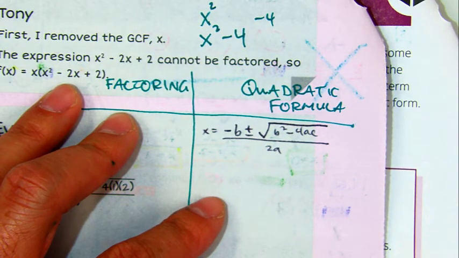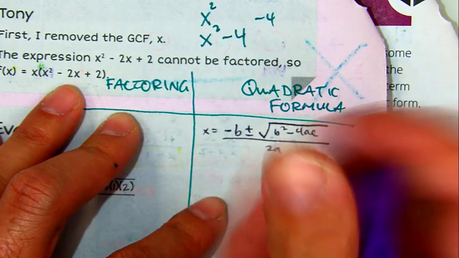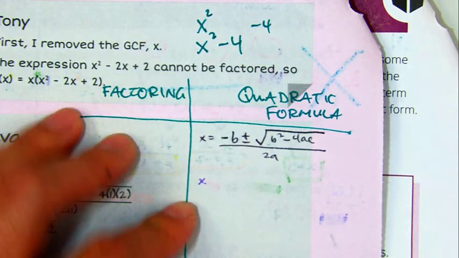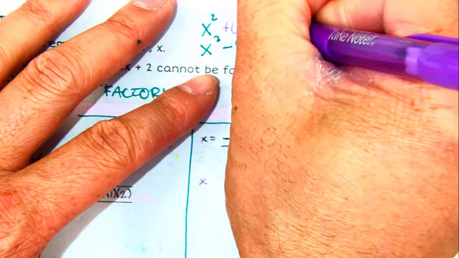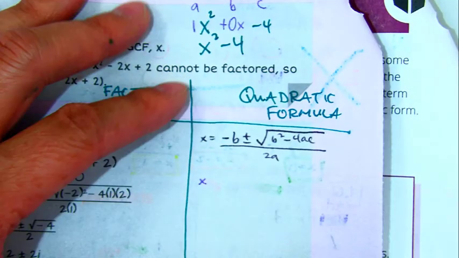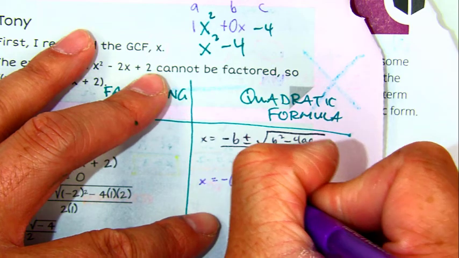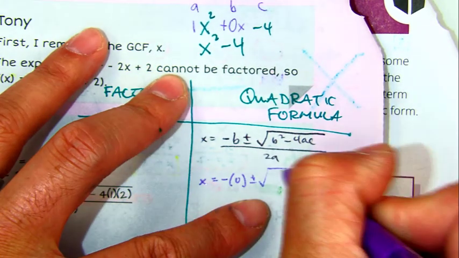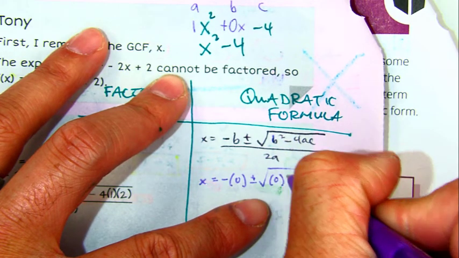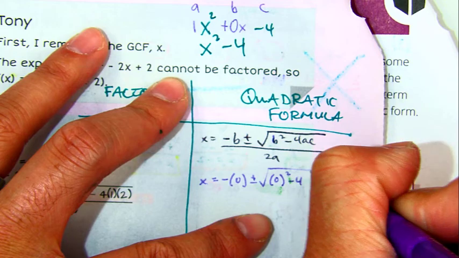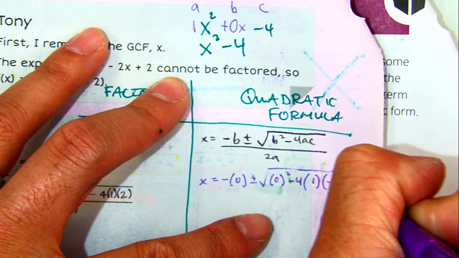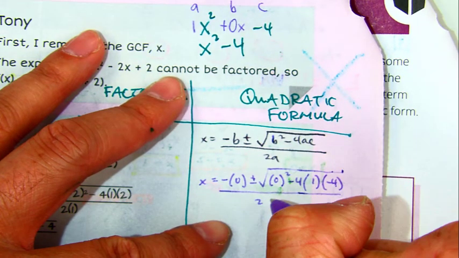Thank you. Alex, what is your b value? The b value is 0. Good. This is a common mistake for students. Your a is 1, your b is 0, your c is negative 4. Keep going. A is 1. B, so that's 0 squared minus 4 times 1 times negative 4, and divided by 2 times 1. Good.